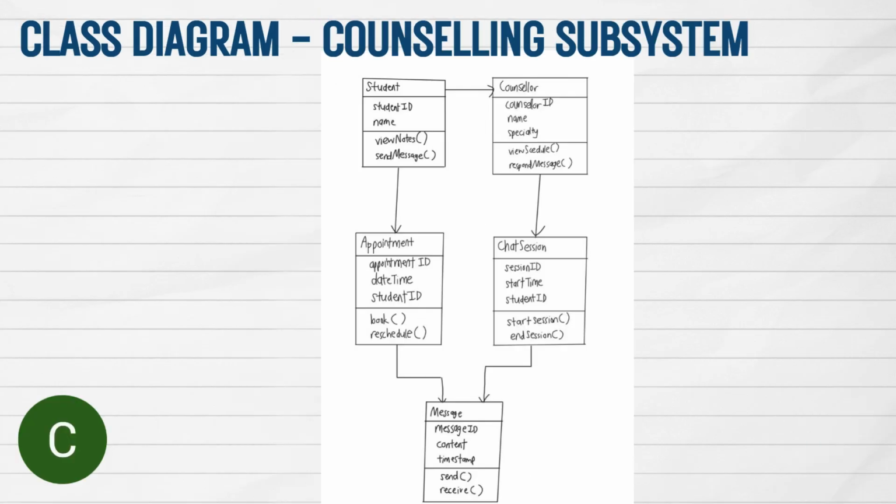For the class diagram for the counseling subsystem, there are three controllers added, and each controller will link specific classes to each other. The appointment controller will link the student class to the appointment class, while the message controller will link the appointment class to the message class. And lastly, the session note controller will link the counselor class to the chat session class.